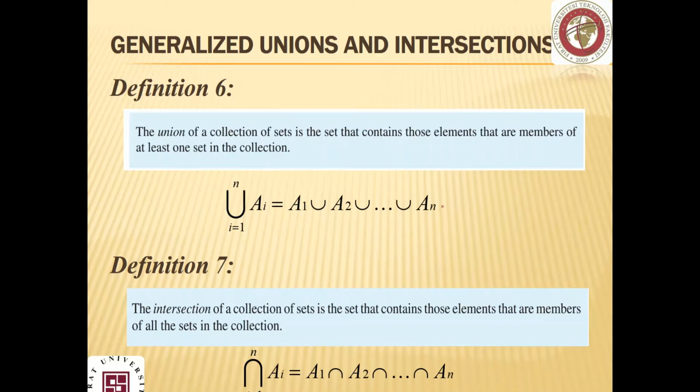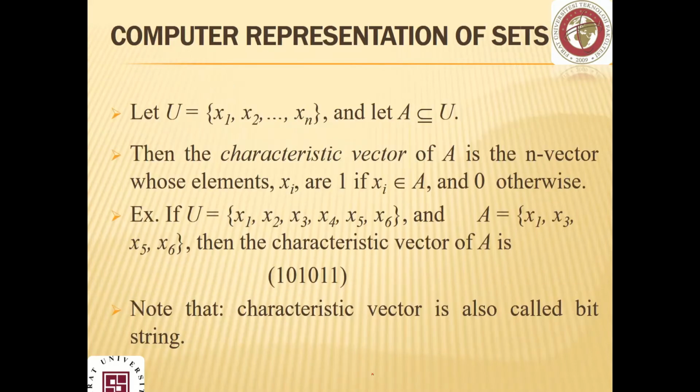For the generalized intersection, it's exactly equivalent to all the elements available in between all these sets. They must be common for all sets. If there is not a single element included in all sets together, that means it's phi, no elements, it's an empty set in this case.